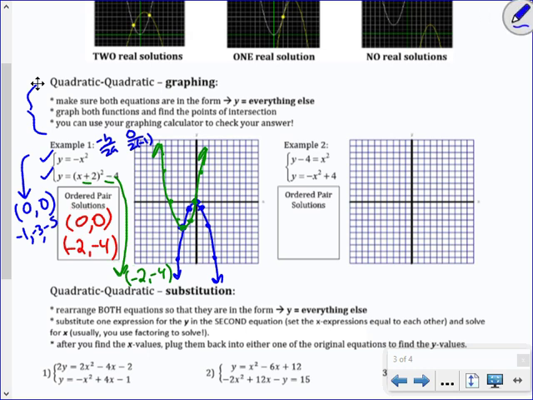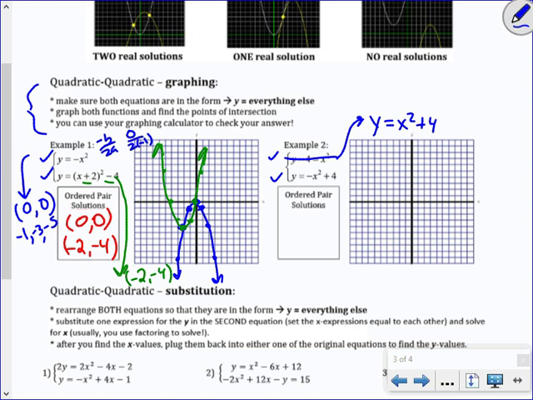Example 2. Are they both set up and ready to be graphed? What's wrong? This first one, is that written as y equals? No. This one I'm going to have to neaten up a little bit. I'm going to add the 4 to the other side. So it looks like that instead of this. And then they're both set up and ready to be graphed.